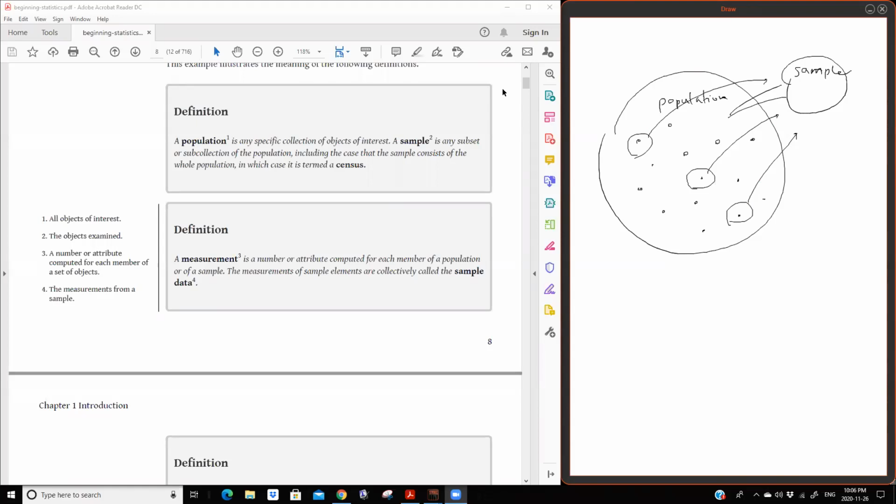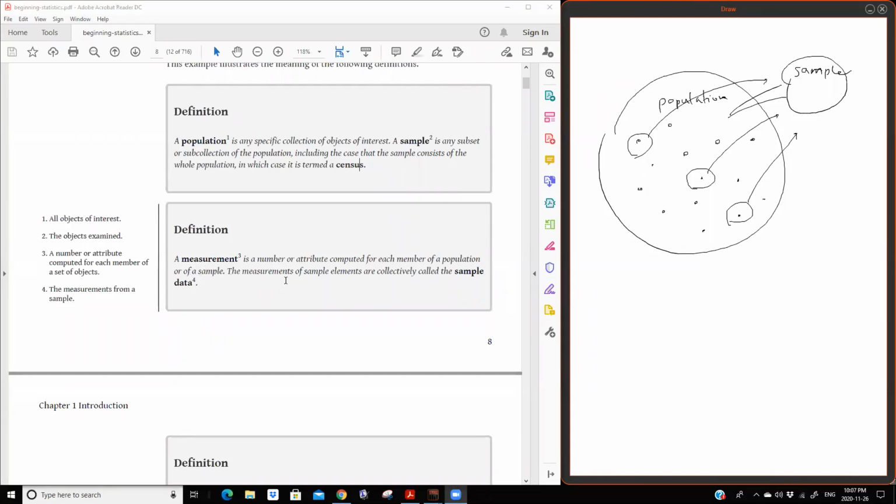So this is the definition for a population. A population is any specific collection of objects of interest. A sample is any subset or sub-collection of that population, including the case that the sample consists of the whole population. So if every individual in the population is in your sample, then this kind of a study is called a census. Now, any questions so far?